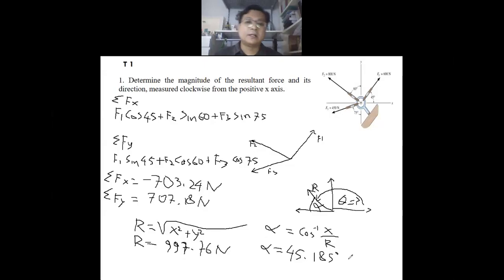Okay, so how much is the theta? Just calculate the theta: 180 minus 35.105. Yes, this is the answer. So this is considered easy.